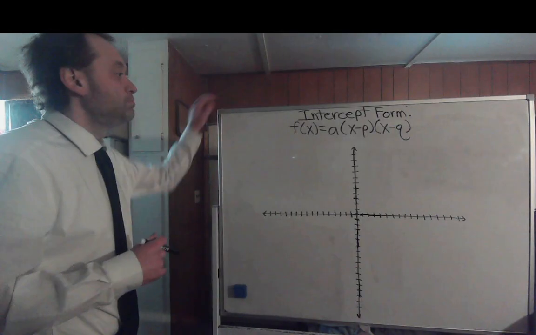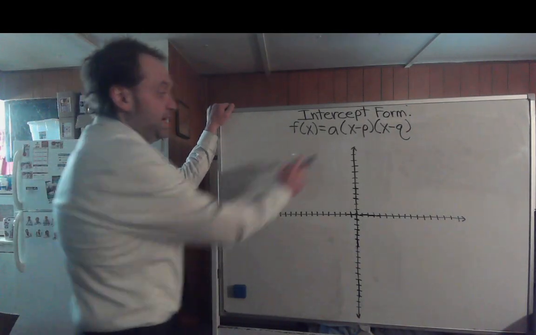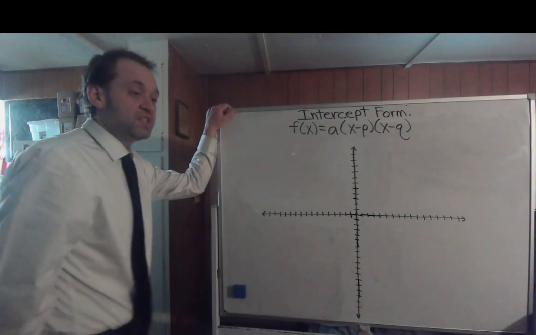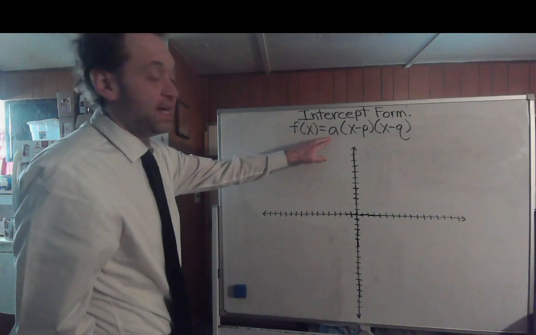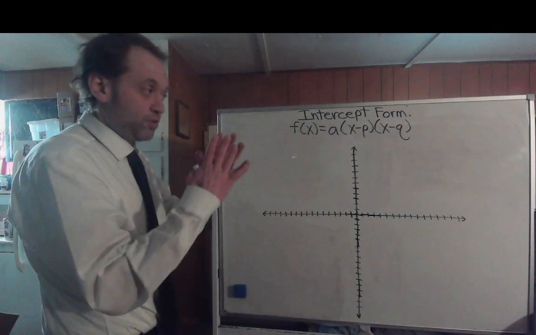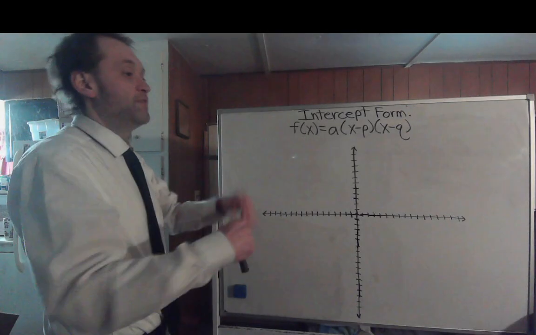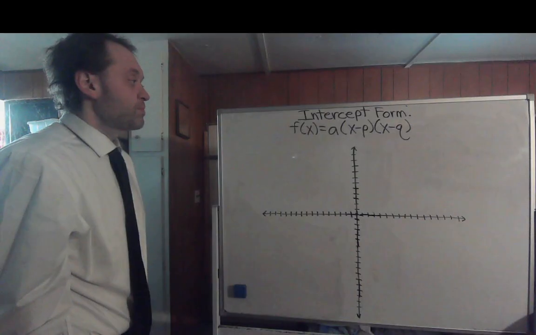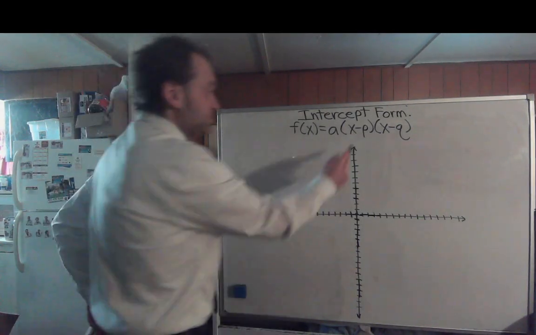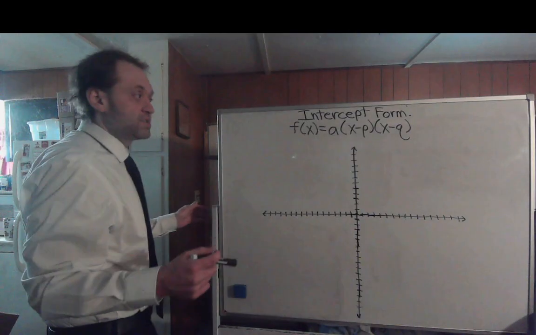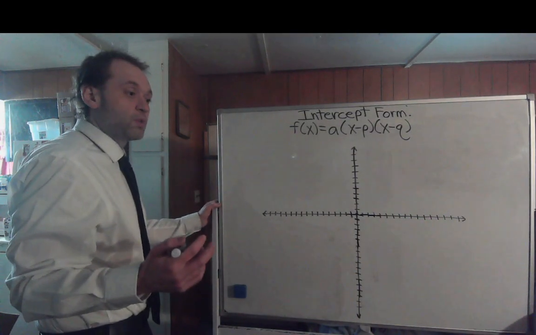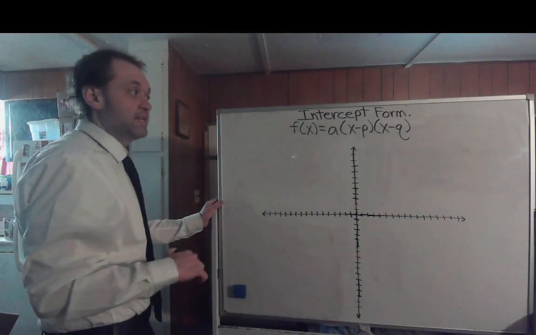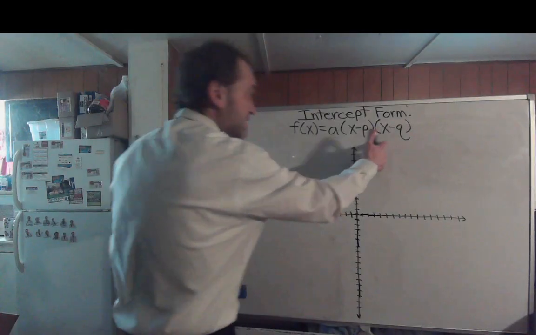But that a is still your coefficient anyway, the same as the other two methods. If your a is positive, the parabola opens upward. If it's negative, it opens downward. Now, the x minus p, that's one x-intercept. The x-intercept, of course, is where the curve either touches or crosses the x-axis. Same with x minus q.